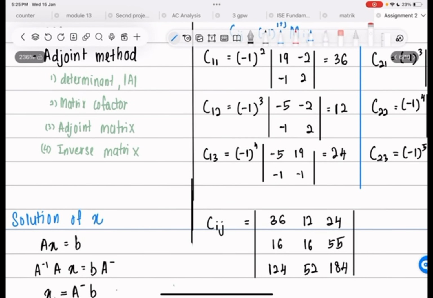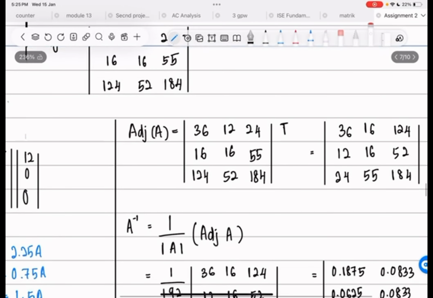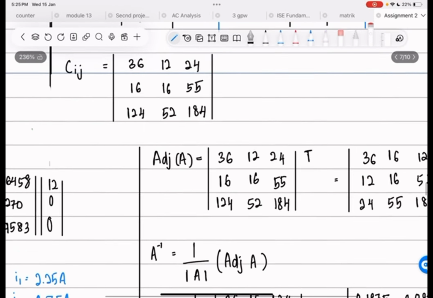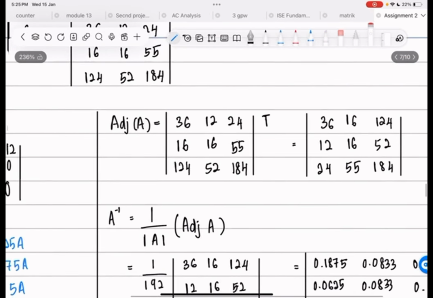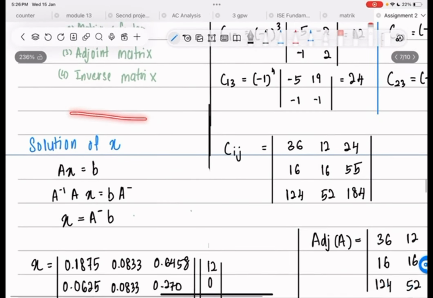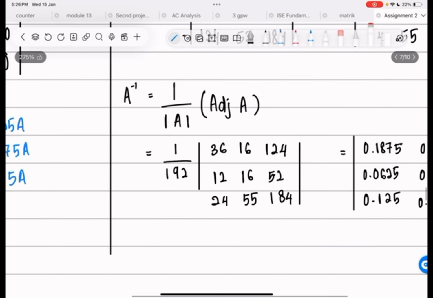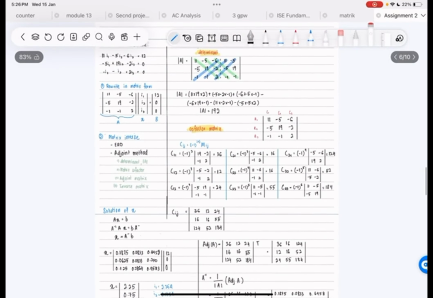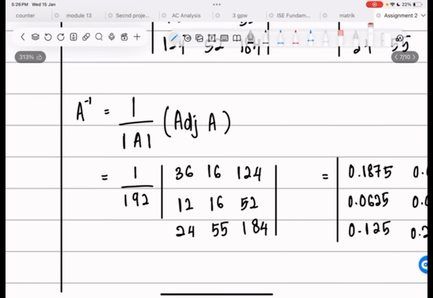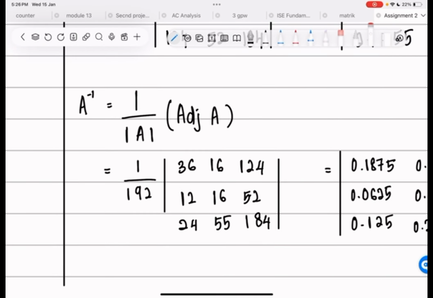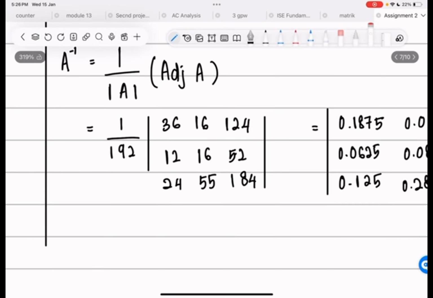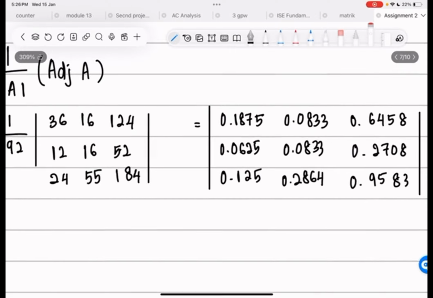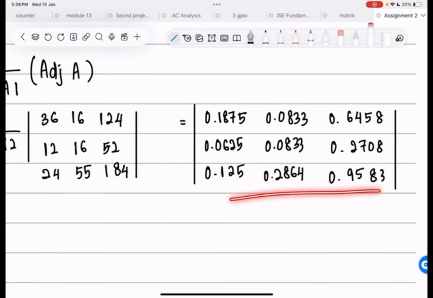The third step is finding the adjoint matrix. The formula of the adjoint matrix is the transpose of the cofactor matrix, where the meaning of transpose is the first row will become the first column and the second row will become the second column, and follow the same thing for the next and the next. And the final step is finding the inverse matrix. The inverse matrix can be found by using this formula, which is 1 over determinant of A multiplied by adjoint A. Since we already calculated the determinant of A, we just put it in the formula and adjoint A into the formula. Multiply all the numbers in the matrix, and the final answer will become like this. This is the inverse of matrix A.